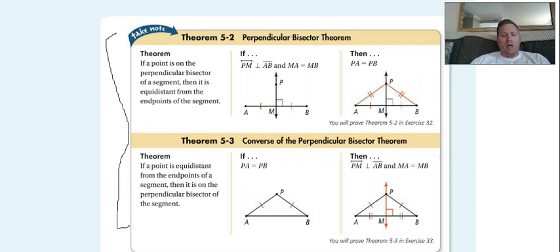Okay, and then the one below, all we're doing is we're taking the converse. So we're just switching the order. All we're saying is if a point is equidistant from the endpoints of a segment, then it is on the perpendicular bisector of the segment. So we're just taking it and flipping it. Okay, so let's go on to our next one that we have right here.